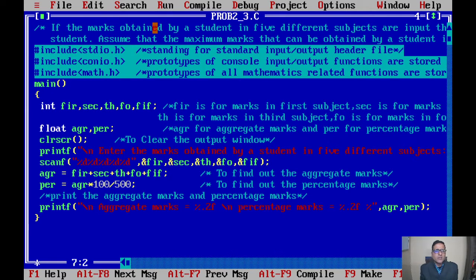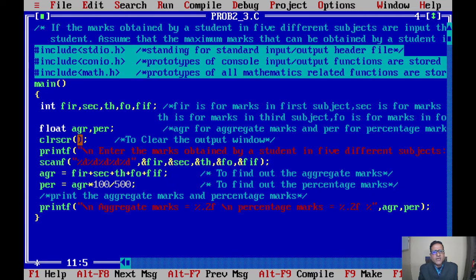These are the main function and braces. Here we will suppose that these marks are in integer form, meaning there is no decimal. So we take fir for the first, sec for the second, th for the third subject marks, fo for the fourth marks, and fif for the fifth subject marks. Likewise, we know that the aggregate can be a float, so we take it as float, and percentage also as float. We can also take aggregate as int.